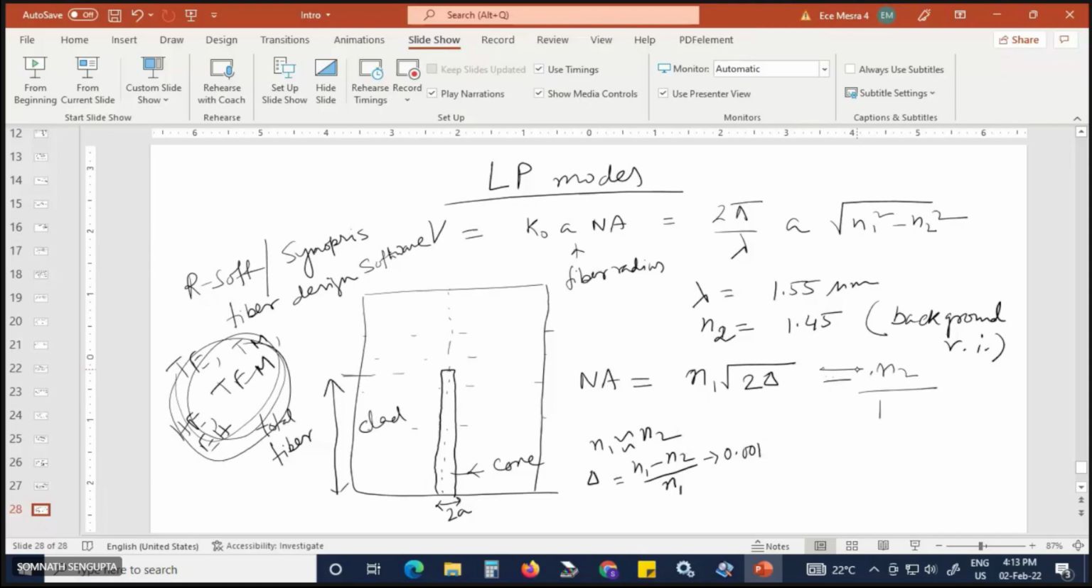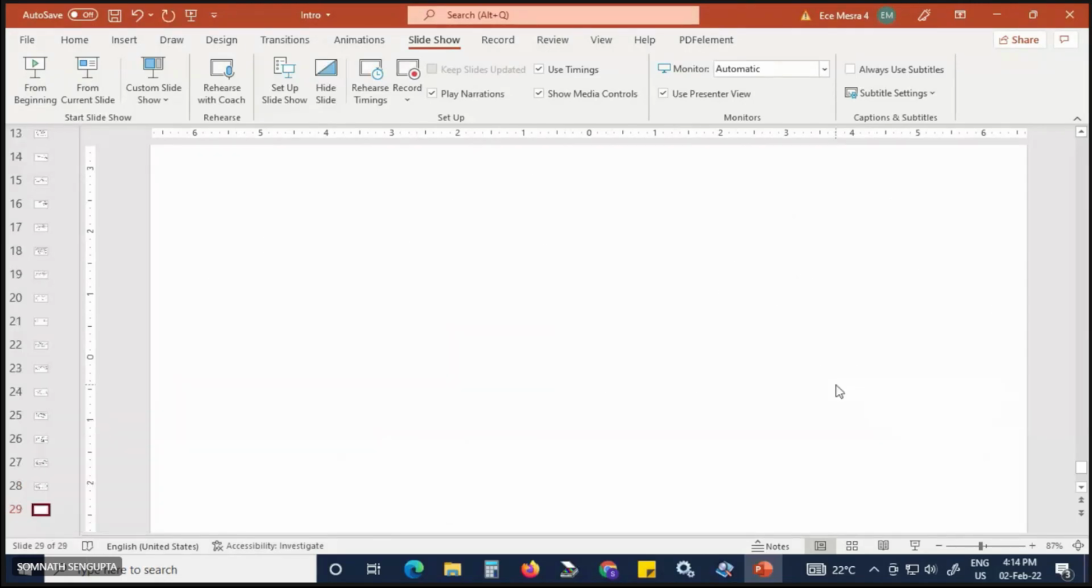So इसको हम लोग लिख सकते हैं n2 is, और exactly अगर लिखेंगे, n2 by 1 minus delta. Actually using this formula, n1 is equal to n2 by 1 minus delta into 2 delta. So इस सॉफ्टवेयर में हम लोग दे देंगे lambda, n2, और 0.001 delta index difference, और लाइट सोर्स सिलेक्ट करेंगे. Will select the light source, then will visualize the light propagation. सो उस तरह से प्रोपागेट करेगा.